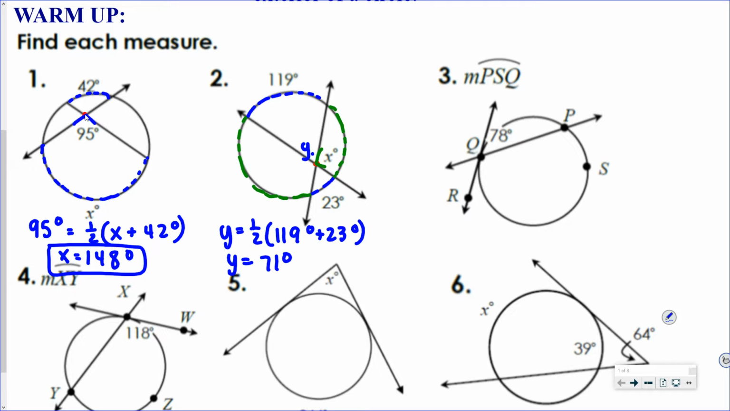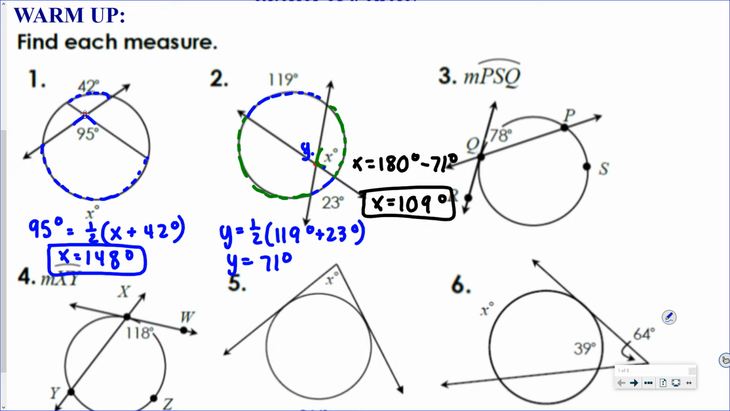And then since these 2 angles lie on the same secant line, they're supplementary of each other. So x would just be 180 minus y. So x would be 109 for that one. We did one like that in our 10-6 notes. This is part of what your quiz is on Monday.